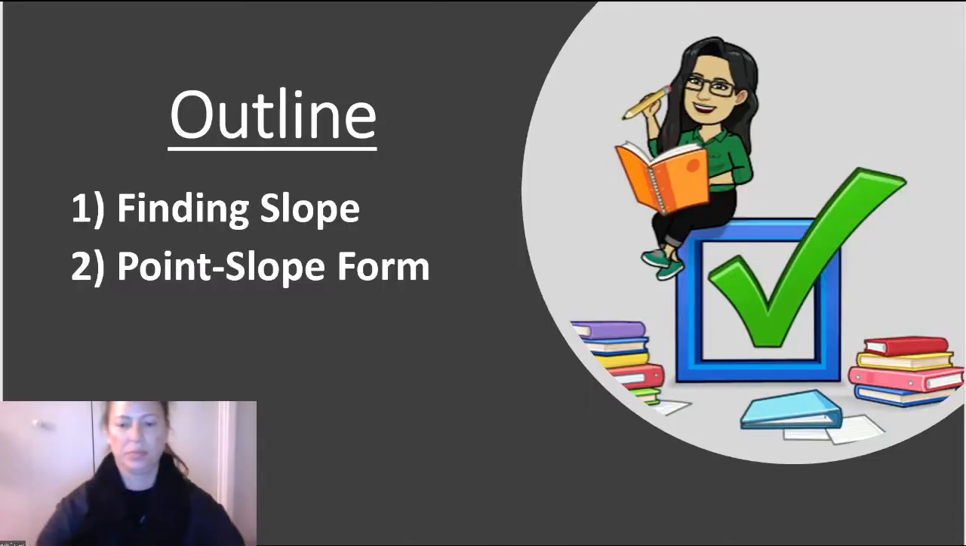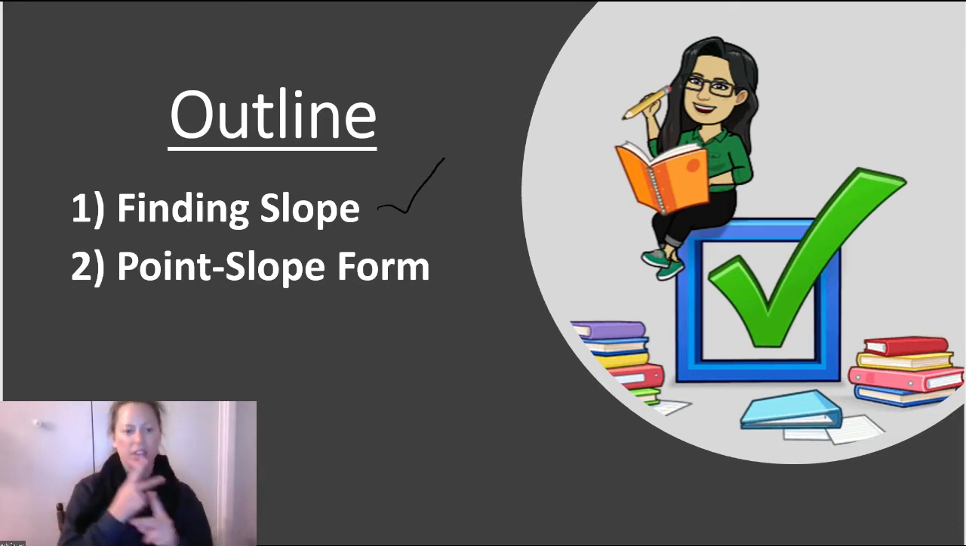This is our outline. First we're going to focus on finding slope. Then we'll be using the point slope formula, just like what the title of this lesson is all about. Finding slope and using point slope form.